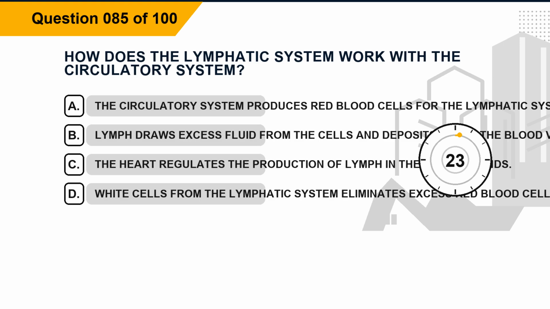Question 85. How does the lymphatic system work with the circulatory system? Option A, the circulatory system produces red blood cells for the lymphatic system. Option B, lymph draws excess fluid from the cells and deposits it into the blood vessels. Option C, the heart regulates the production of lymph in the lymph glands. Option D, white cells from the lymphatic system eliminate excess red blood cells.